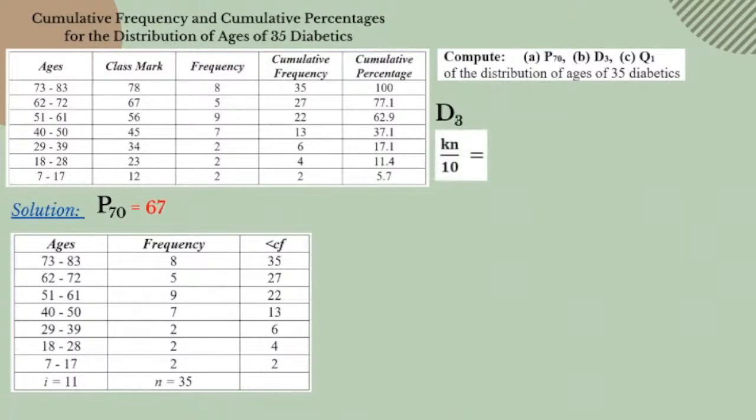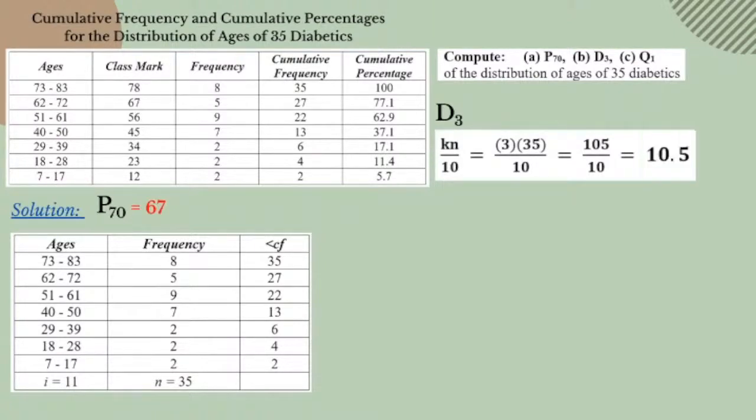The second task is calculating the third decile of the set of grouped data. Just like what we did in calculating the percentile, compute first k times n over 10 in order to determine the class interval containing D sub 3. Kn over 10 is equal to 3 times 35 over 10, that is 105 divided by 10, and it will give you an answer of 10.5.